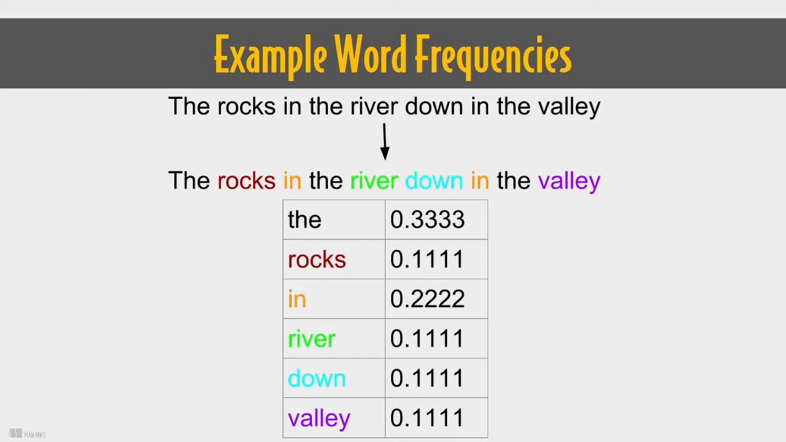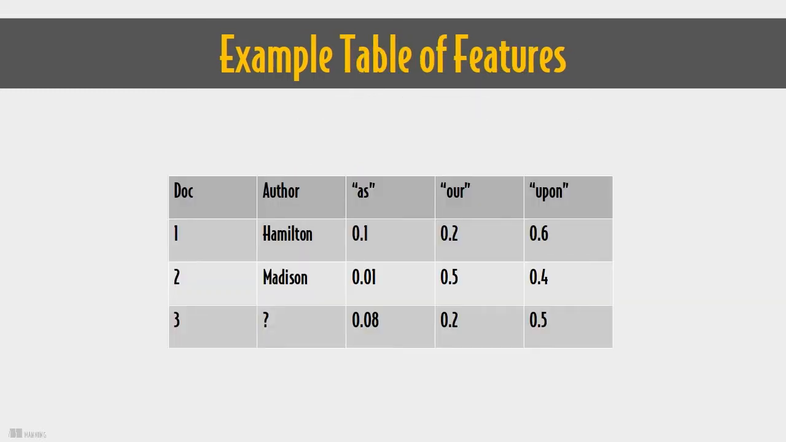Here's a simple example sentence: "The rocks in the river down in the valley." If you color each unique word, you can then compute the relative word frequencies. There are 9 words. The word "the" occurs 3 times, so its relative word frequency is 1/3 or 0.3333. The word "rocks" occurs once, so its relative word frequency is 1/9 or 0.111 repeating. The word "in" occurs twice, so it's 0.2222, and "river," "down," and "valley" all occur just once, and so their frequency is 0.1111 each. For this dataset, we're removing all punctuation and ignoring case.